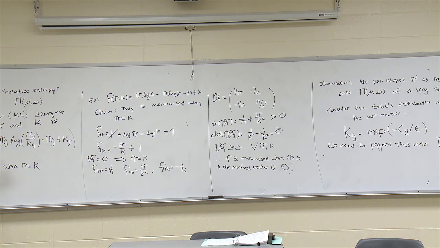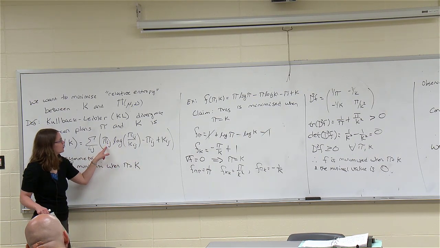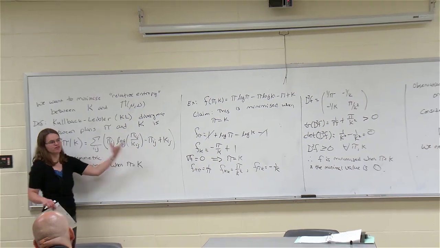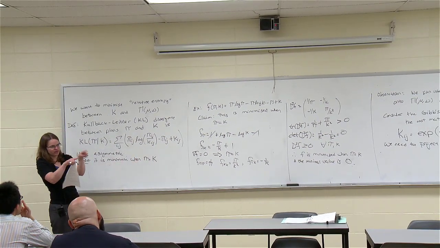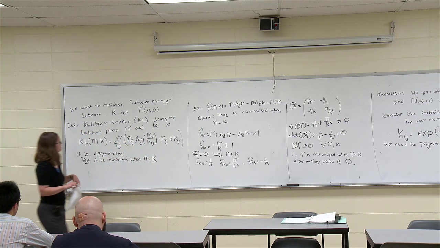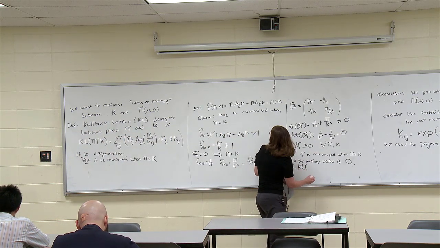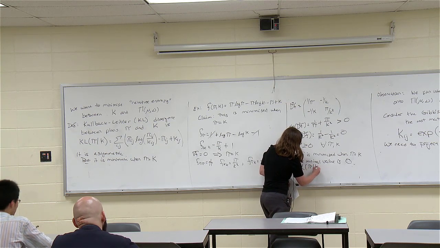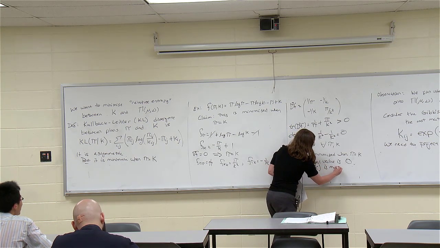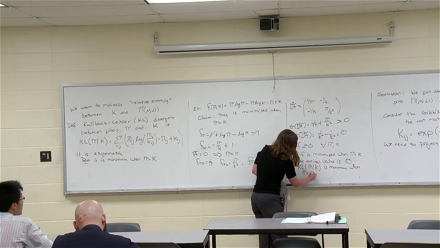And that means, component-wise, each term that shows up in this sum is minimized when this component of pi is equal to this component of k, right? So if each term in the sum has a minimum when those components are equal, then the overall sum is also going to be minimized when pi is equal to k. So indeed, this divergence is minimum when pi equals k.